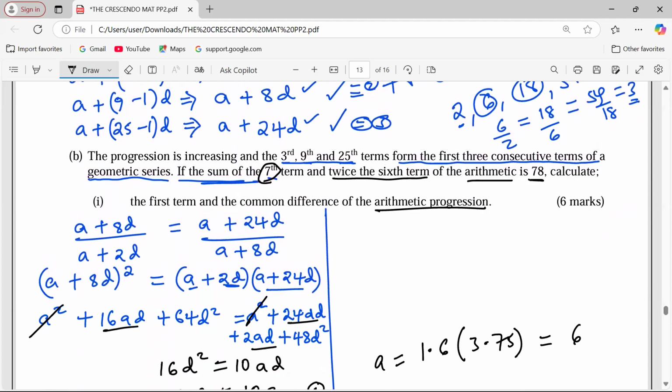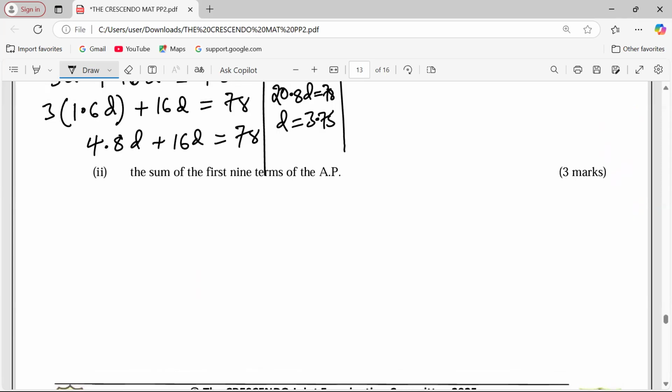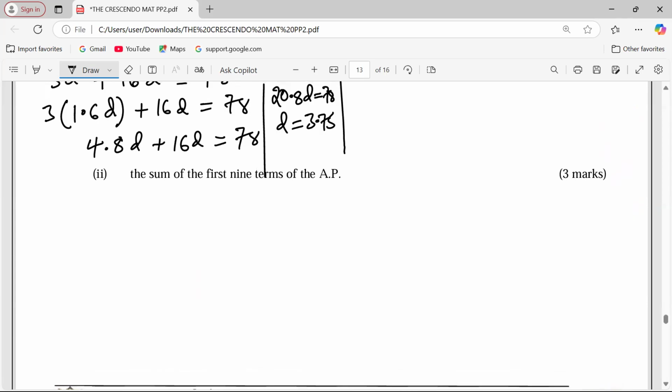Okay. The last 3 marks now. The sum of the first 9 terms of the AP. So with A as 6 and a common difference of 3.75, we can talk about the 9th term.